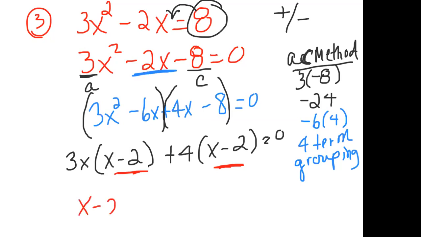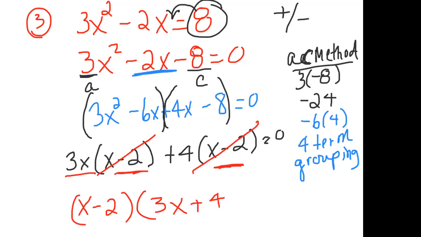So you want to factor it out. When you factor it out from here, that leaves you with 3x. That goes into the other parentheses. When you factor it out from here, that leaves you with plus 4 inside the other parentheses. So guys, there's your factored form, okay?